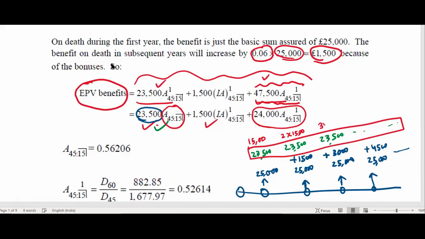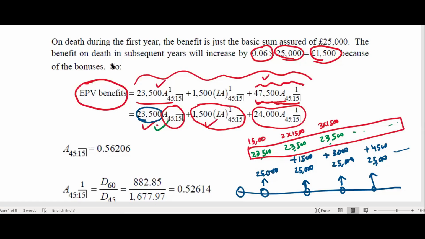Here 3 into 1,500. See, 23,500 we have taken already. We have 3,000 plus 1,500, 4,500. So 3 into 1,500. If you take 1,500 common, 1, 2, 3, that way, this part. This one also is term. This is not endowment. Okay, this is term.